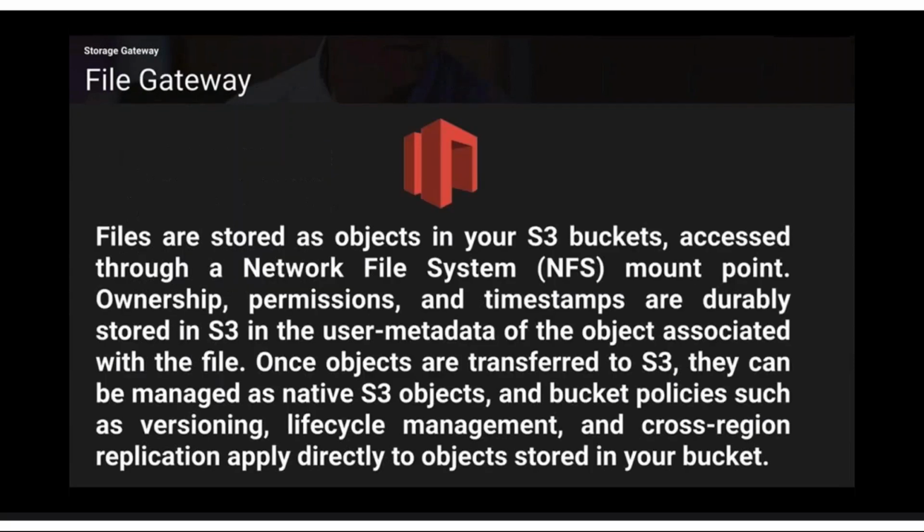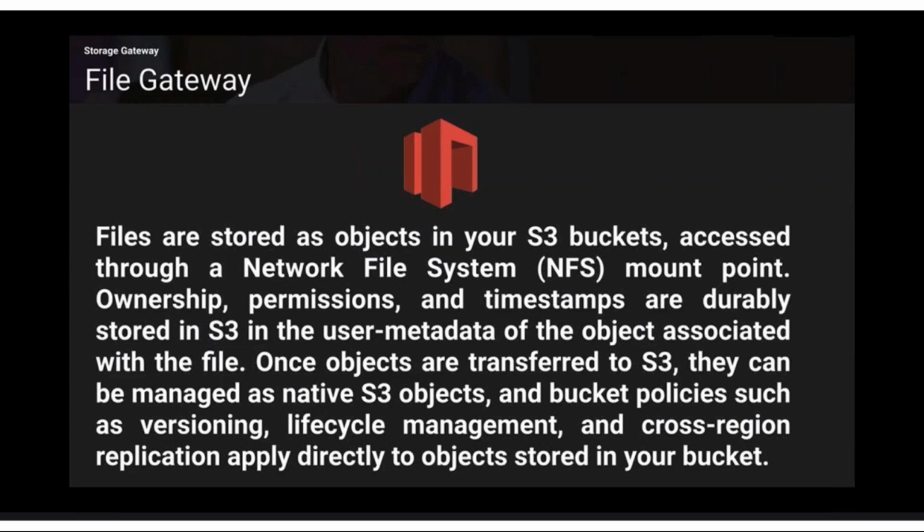Here, files are stored as objects in my S3 bucket, and they are accessed through a network file system mount point. When we talk about object-based storage, that is S3, right? So if you have a lot of things which are like objects in your existing on-premises environment, and you want to get them transferred to the AWS cloud, then we will use the file gateway, which helps us to transfer all kinds of objects from on-premises to the AWS cloud. So we use NFS, that is network file system, as a mount point, and we start transferring the data.